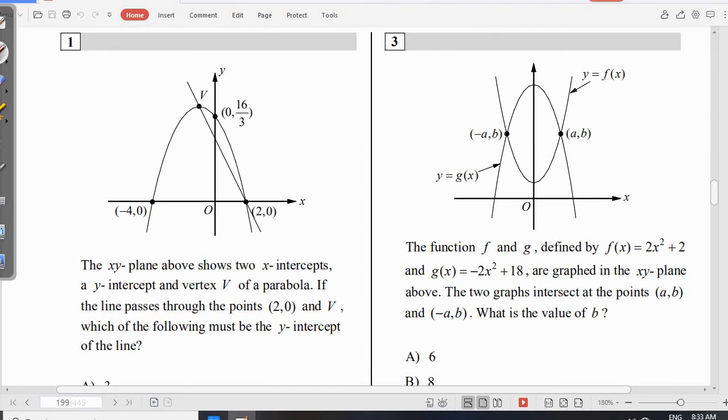So here in question number 3, say the functions f and g defined by f of x equals 2x squared plus 2 and g of x equals minus 2x squared plus 18 are graphed in the xy plane above. The two graphs intersect at the points (a, b) and (minus a, b). What is the value of b? Very good question.